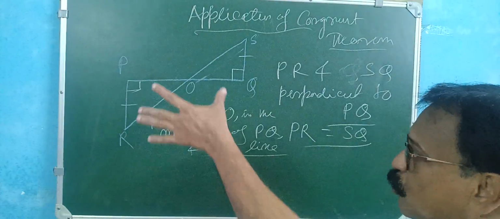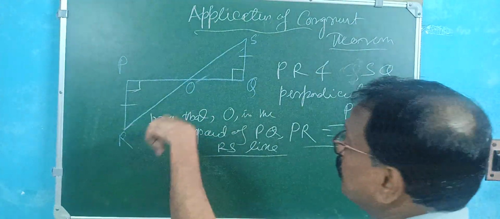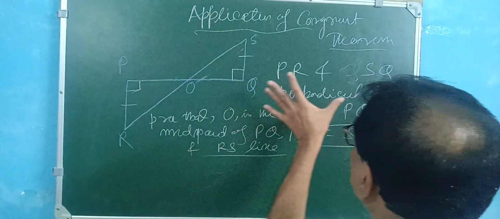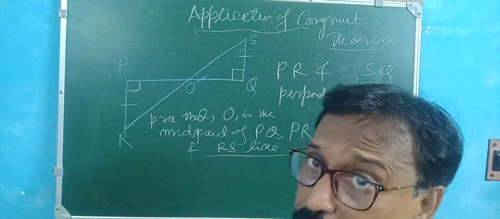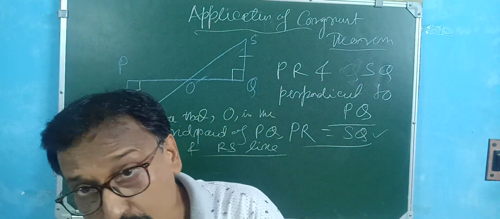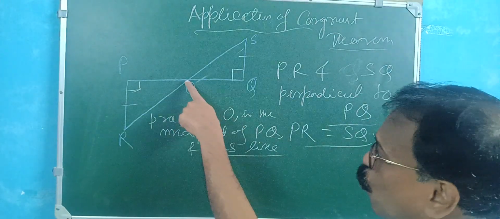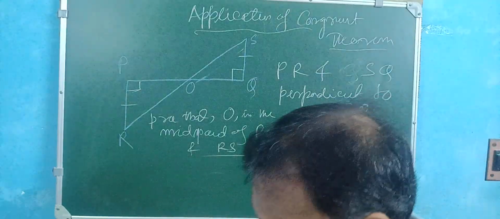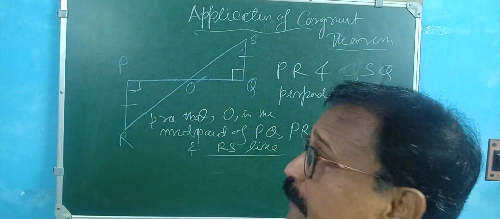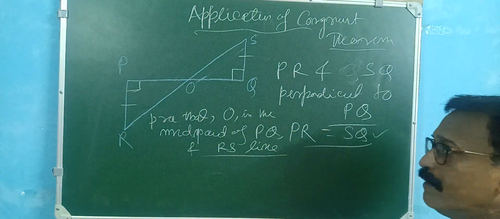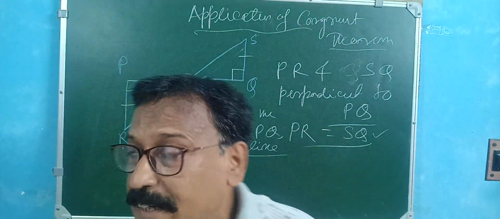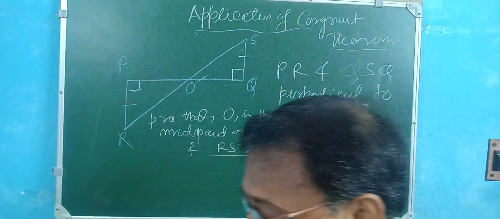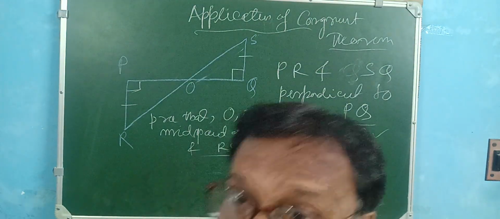So data is given, the drawing is given here. The given data is PR is equal to SQ, and RP and SQ are perpendicular to PQ. Okay, that is given, and it will be proved that O is the midpoint of PQ and also midpoint of RS. That is the question given. In this question, in this pattern, your first target is to prove two triangles are congruent. This is your first target. In this way we do geometry proving, that is very important.